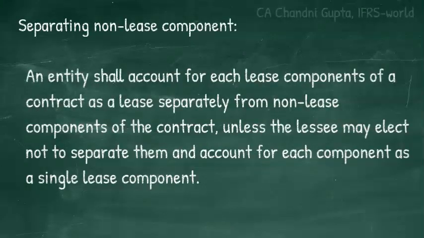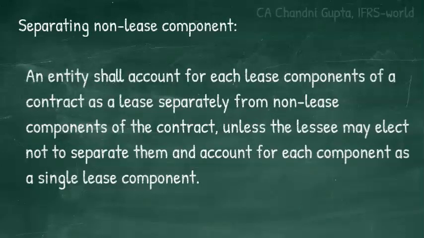The guidance of IFRS 16 also provides to separate the non-lease component from the lease component. An entity shall account for each lease component of a contract as a lease separately from non-lease components of the contract. Unless, so here's an exception, the lessee may elect not to separate them and account for each component as a single lease component. So basically, the standard is saying that all the lease components will be accounted for as a separate lease, as an individual lease, and the non-lease components will be accounted for separately. But the lessee has an option not to separate the lease components from the non-lease components, and he can account for both as a single lease component.